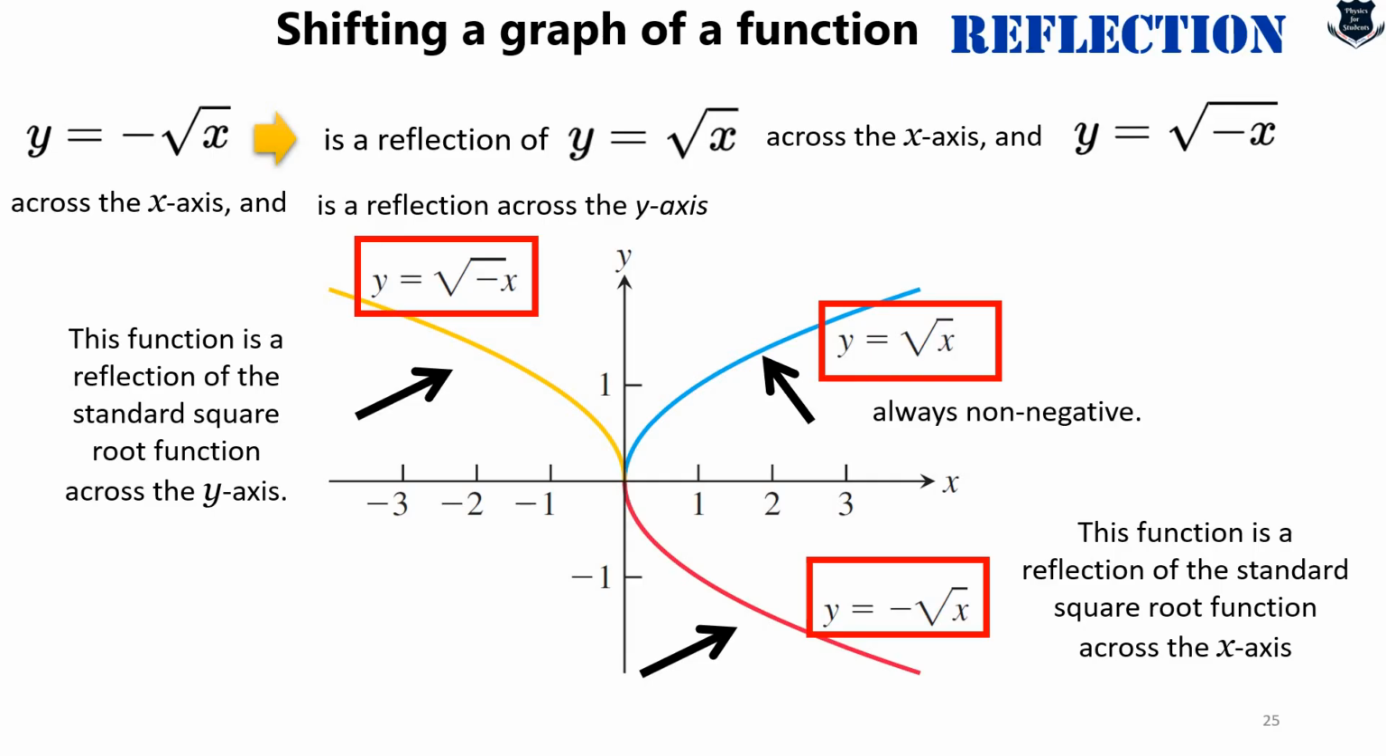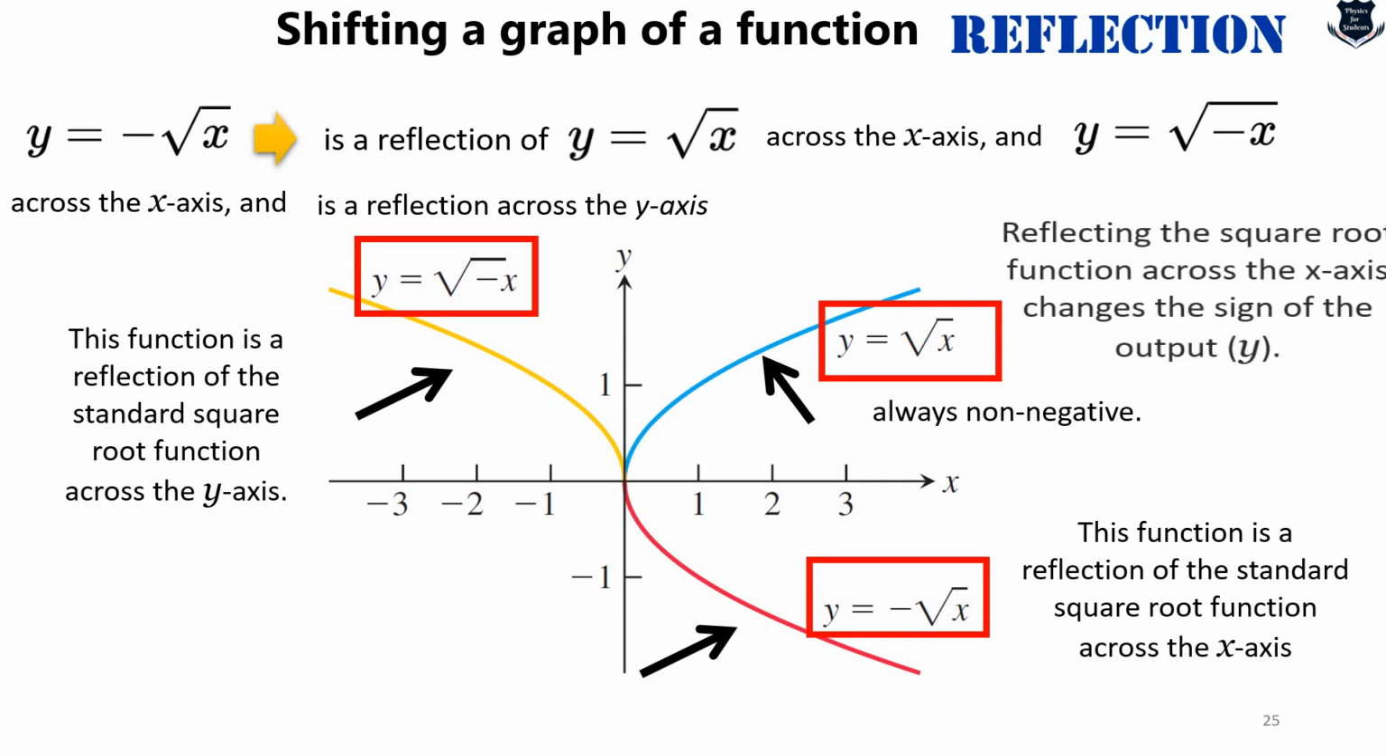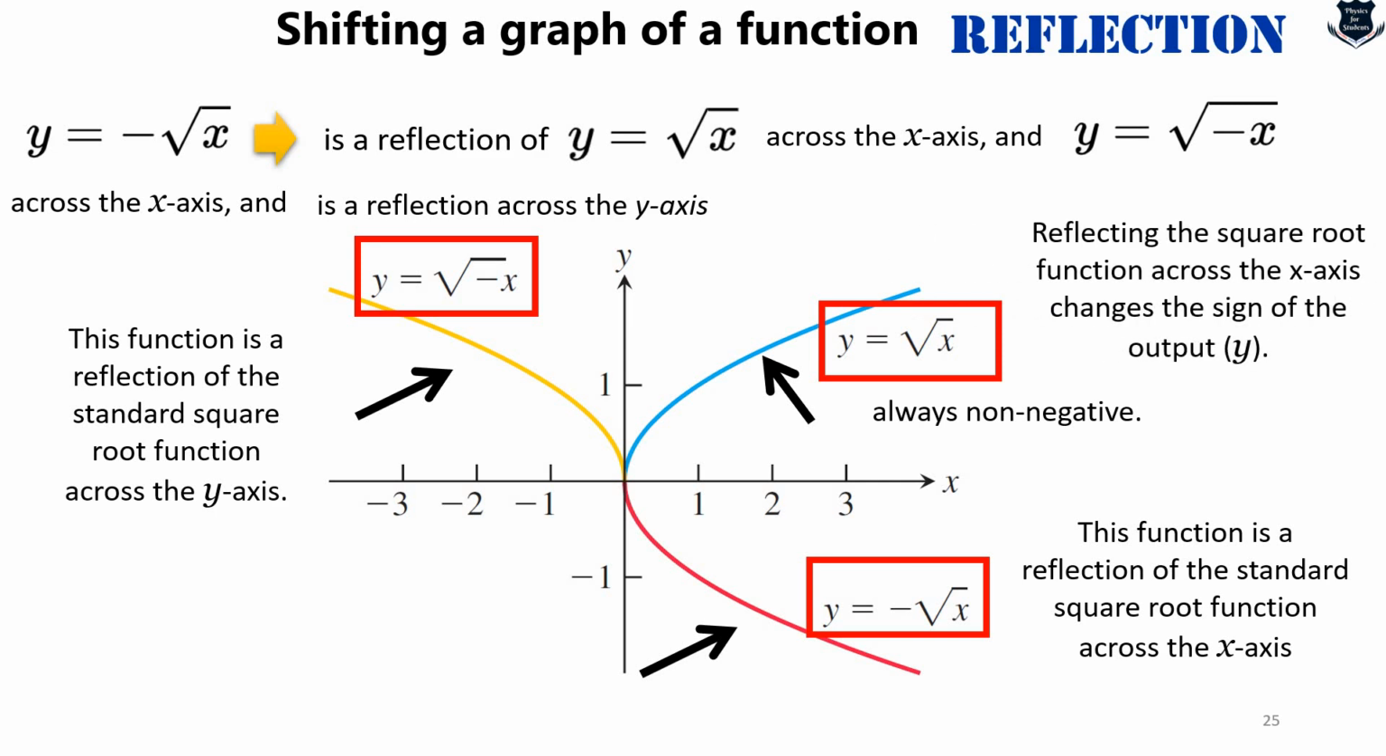Because the square root function y equals square root of x is always non-negative. So here comes the next point. Reflecting the square root function across the y-axis changes the sign of the input x, and reflecting the square root function across the x-axis changes the sign of the output y. So this is a nice kind of lesson.